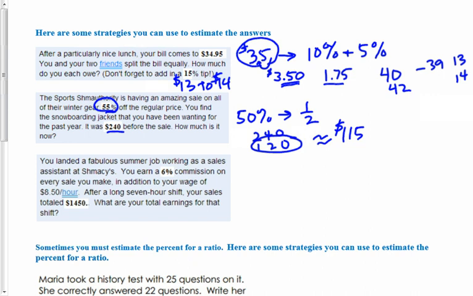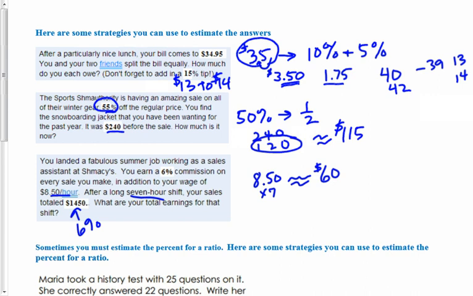Okay. On the next one, you have a summer job working as a sales assistant at Macy's. You earn a 6% commission on every sale you make, in addition to your wage of $8.50 an hour. After a long 7-hour shift, your sales total $1,450. So that's the part you get paid the commission on. You get 6% of your sales. So we need to figure out what 6% of that is. Then we need to add that on to our hourly wage, which is $8.50 times 7. Let's quickly approximate this. Let's just round it up to 9 so that we're not doing halves here. 9 times 7 is 63, but we rounded up, so we're going to guess a little less than that. So about 60 for that part.